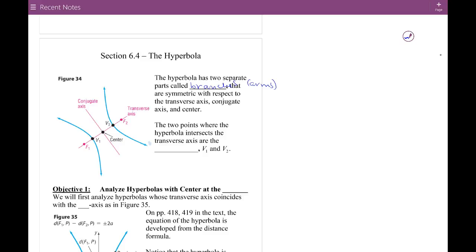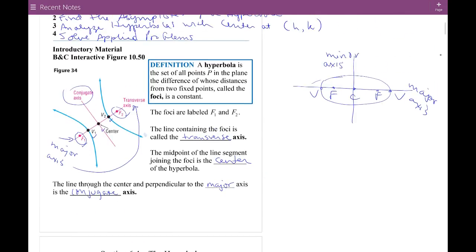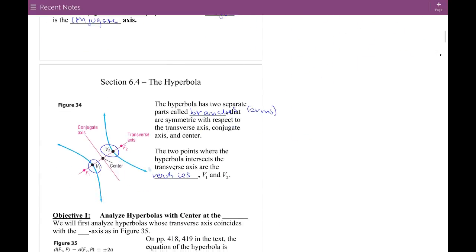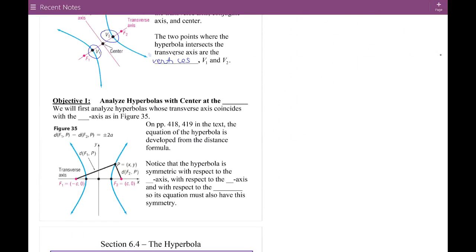The 2 points where the hyperbola intersects the transverse axis are called the vertices. So the vertex is a point on the hyperbola. Let me back up a little bit: the vertex is a point on the ellipse, and the vertex is a point on the parabola, so these points have to make the equation true. Okay, so we're going to start first with hyperbolas with a center at the origin.